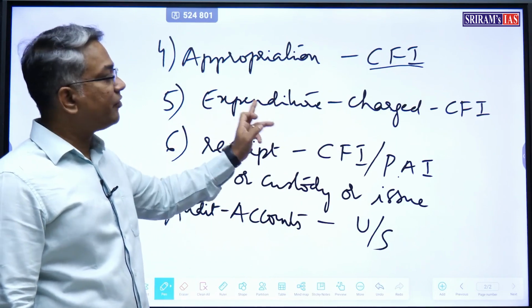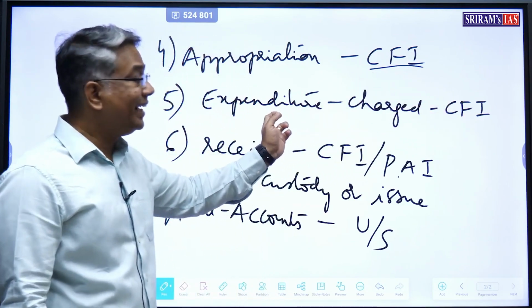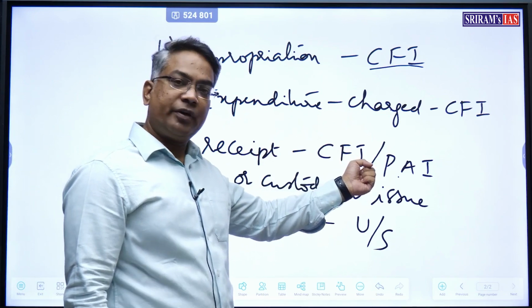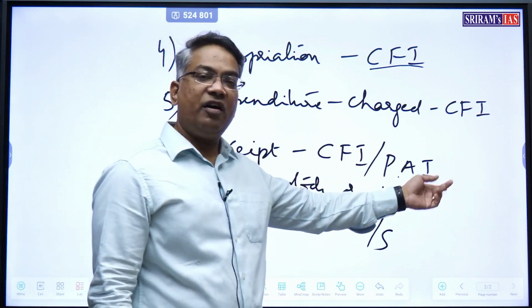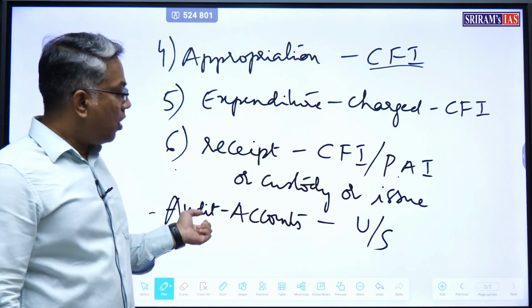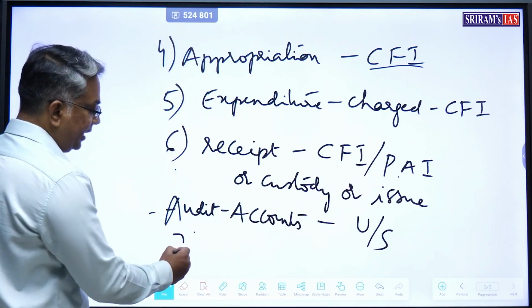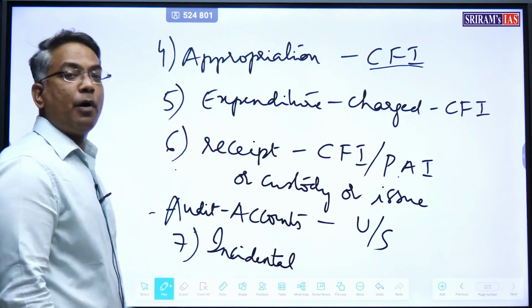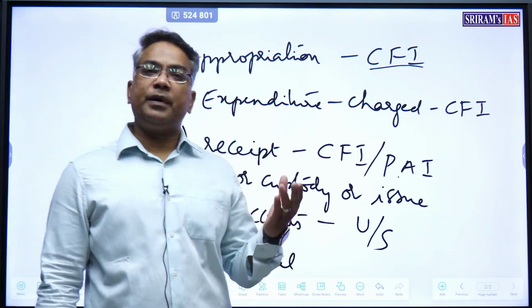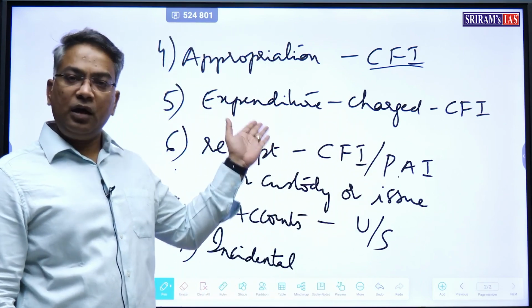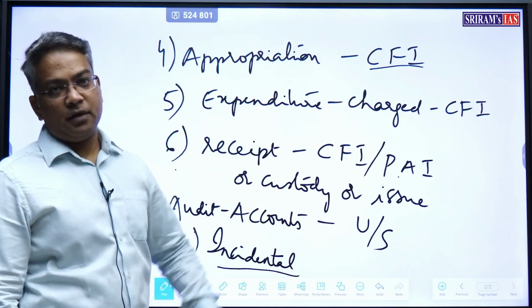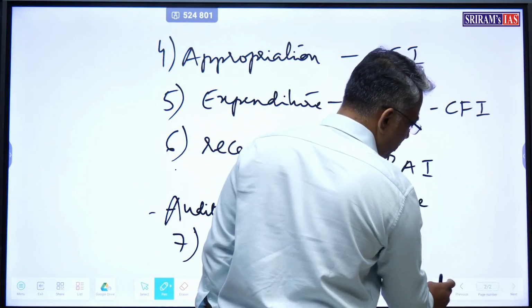declaration of any expenditure charged on the Consolidated Fund of India and increase in such expenditure. Next, receipt of money on account of Consolidated Fund of India or public accounts of India, or custody or issue of such money, and also audit of accounts of the union and state. Finally, any other matter incidental to the above matters. Okay. So any bill is deemed to be a money bill if it contains only provisions relating to the following matters. And finally, all the matters incidental to the above matters. Okay. So this is about a bill and how it is deemed to be a money bill.